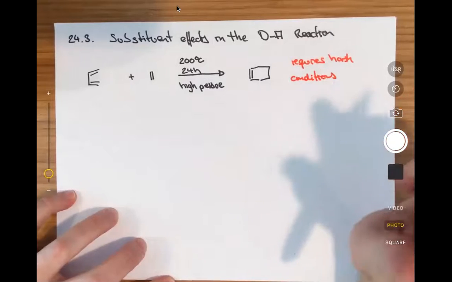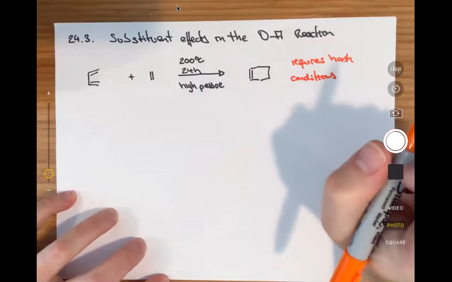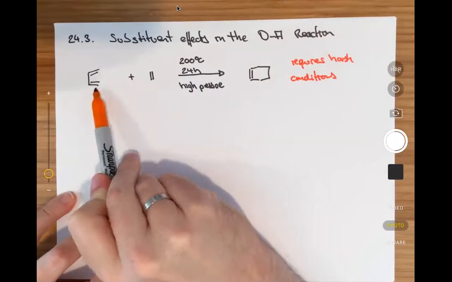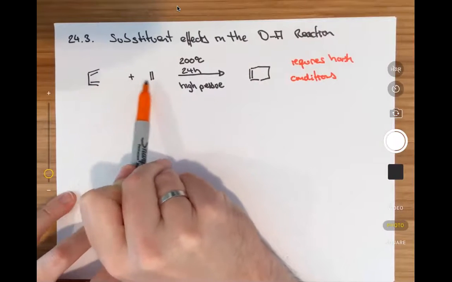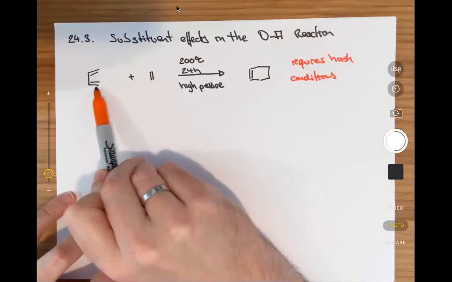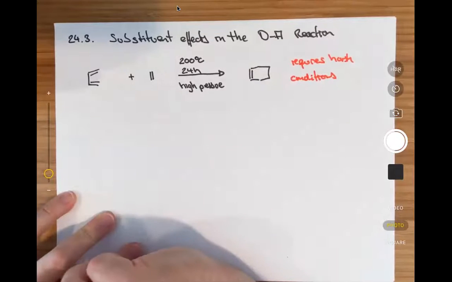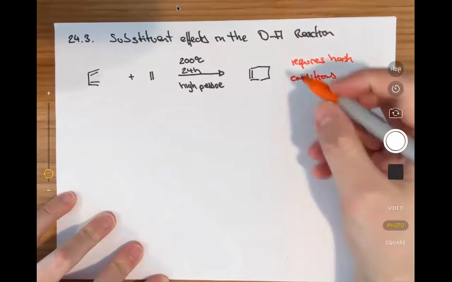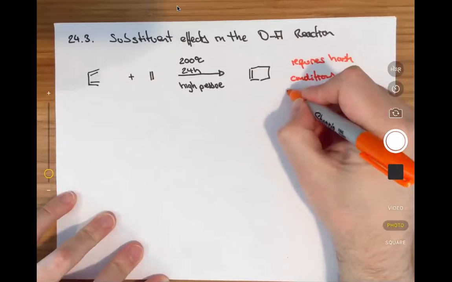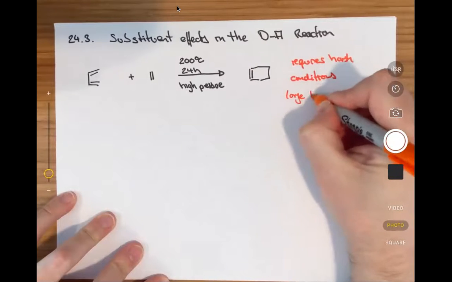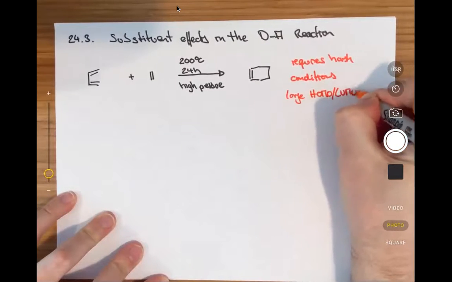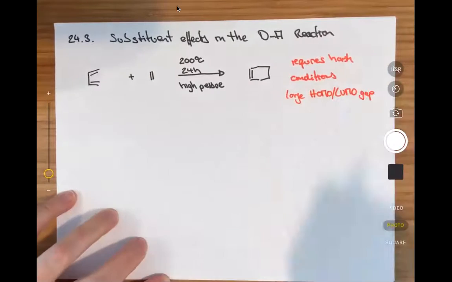The reason that it requires these harsh conditions is that the HOMO-LUMO gap between these two partners, so the orbitals that are interacting, are too far apart in energy to facilitate this reaction at a lower activation energy. So large HOMO-LUMO gap in this reaction.